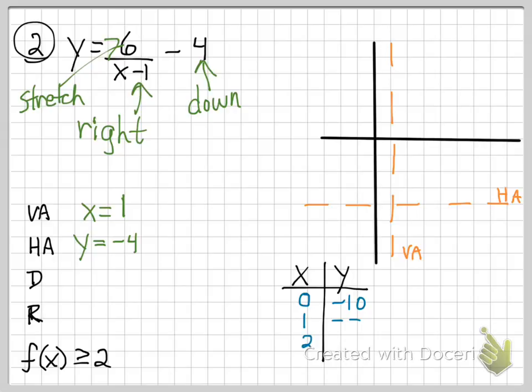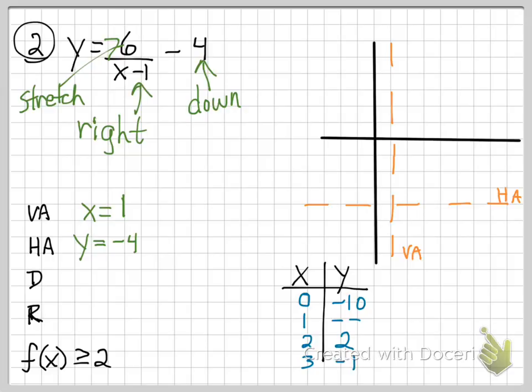Then I'm going to do 2, and just for kicks and giggles, we'll do 3. So plug in 2. 2 minus 1 is 1. That ends up being 6 minus 4, which is a 2. If I plug in 3, 3 minus 1 is 2. 6 divided by 2 is 3. 3 minus 4 is negative 1.